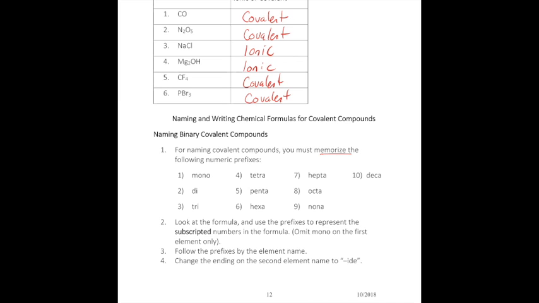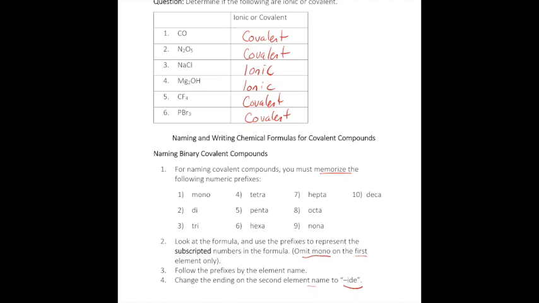So we memorize these prefixes, then we look at the formula and use the prefix to represent the subscripted number in the formula. We can omit mono, but only for the first element. So if you have something that also has a second element, and that element is only a 1, we have to put a mono there. We follow the prefix by the element name, and then we change the ending of the second element always to "ide." So let's look back at these first numbers.